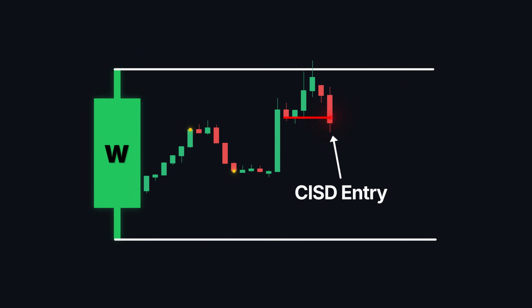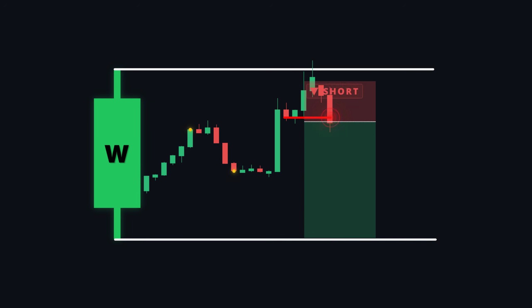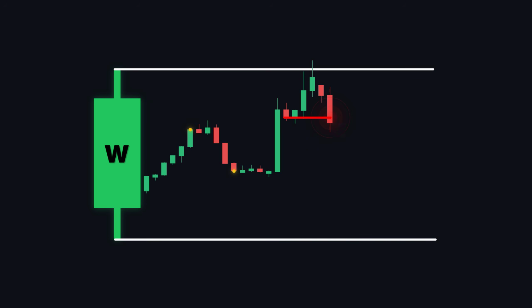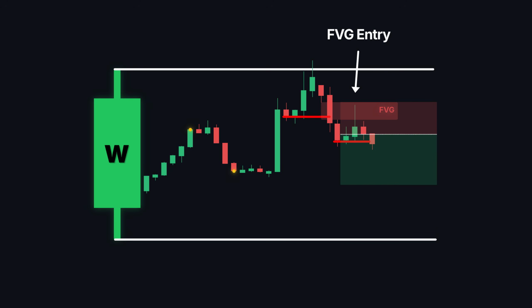So you want to see price come back into the range, break the CISD and close. When price breaks and closes that CISD, that is where you can look to get an entry. Or what you can do is wait for price to break the CISD, wait for strong displacement to occur, and then wait for the retracement back up to the relevant fair value gap to look for an entry. Those are two different ways we can enter with the CISD model.